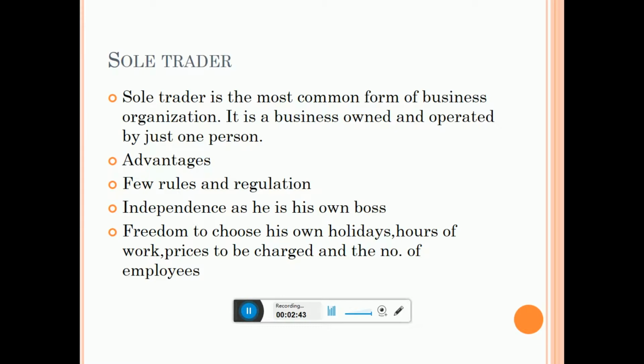The third point is freedom to choose his own holidays. As I said, there is freedom and independence in decision making. So I have the freedom to choose my own holidays, my own hours of working, my prices to be charged for the goods and services I provide, and the number of employees I want to employ in my business. All these things are decided by me, and I will take these types of decisions.